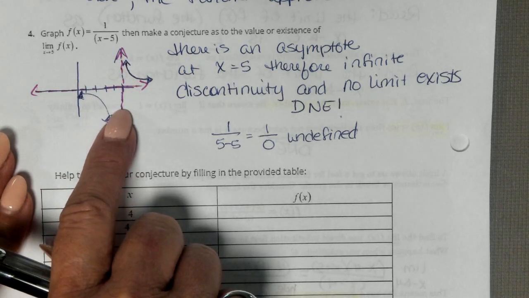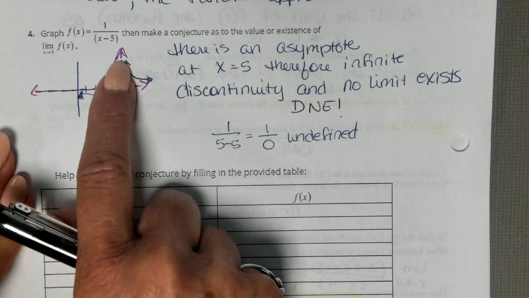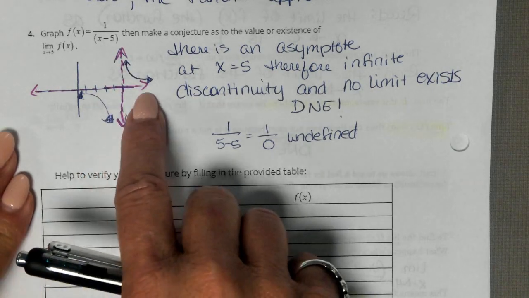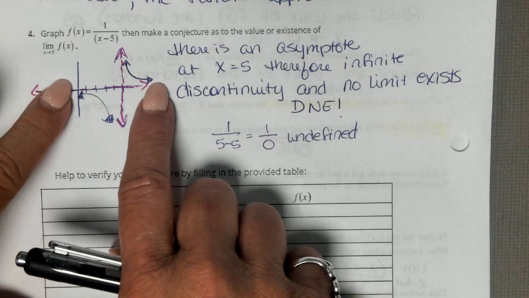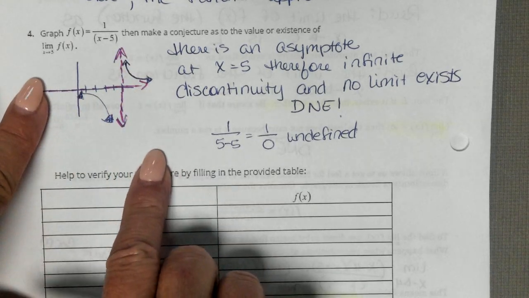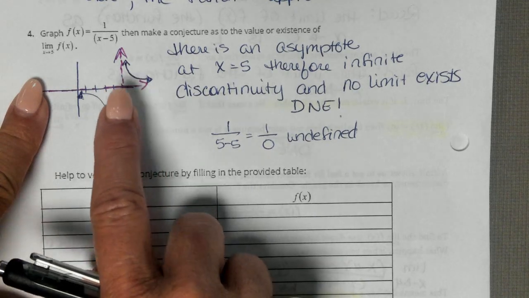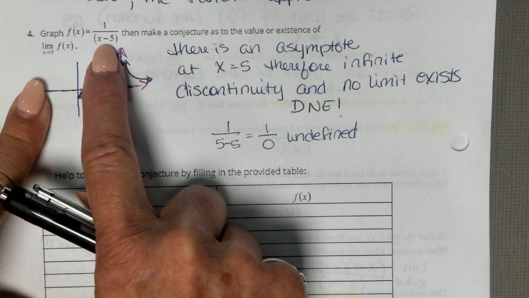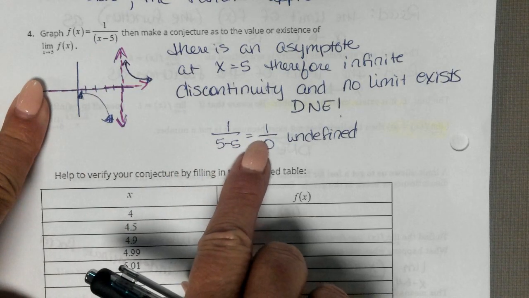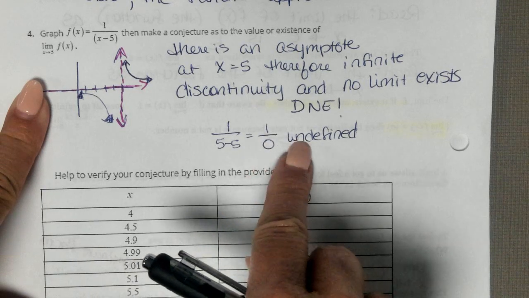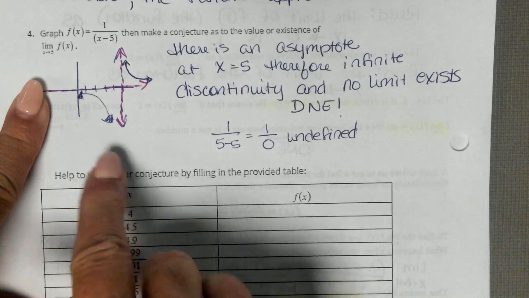We already graphed it and realized there was an asymptote there, and anytime there's an asymptote, you're going to have discontinuity, okay, infinite discontinuity. And the reason why there's infinite discontinuity without having to graph it is when you plug that 5 in, your result is 1 over 0. That's undefined. Undefined represents this asymptote.